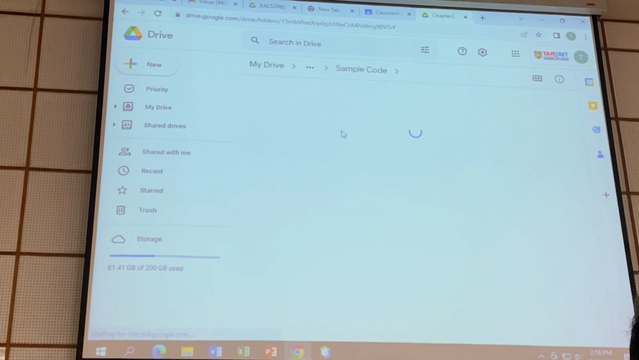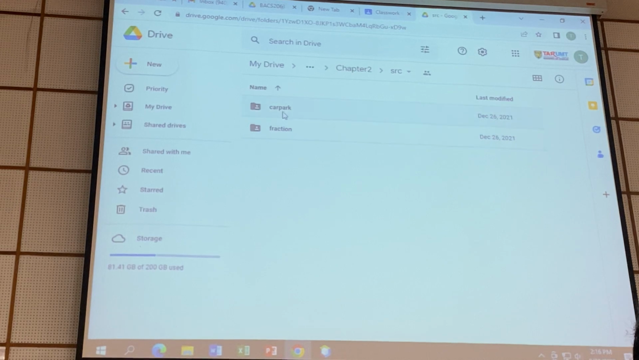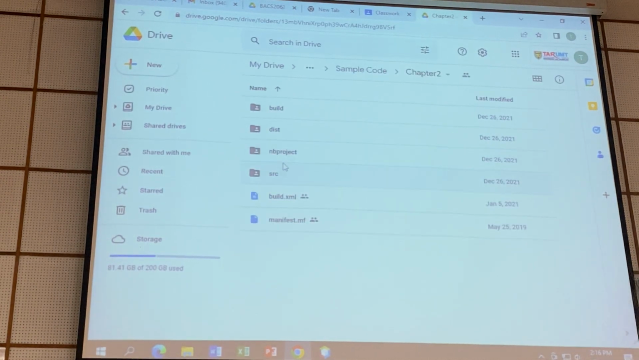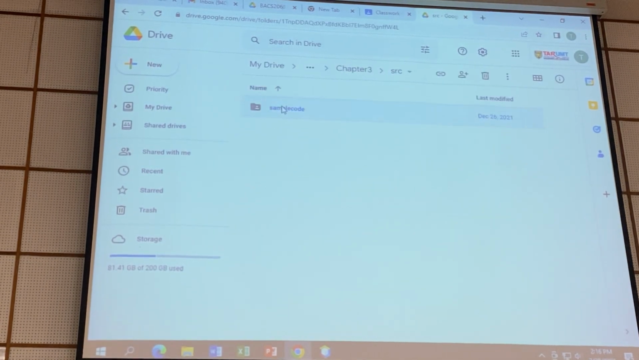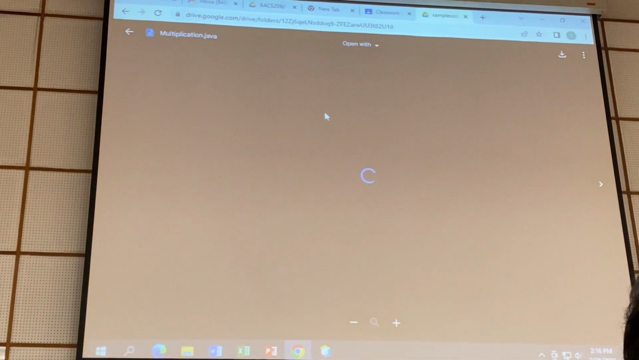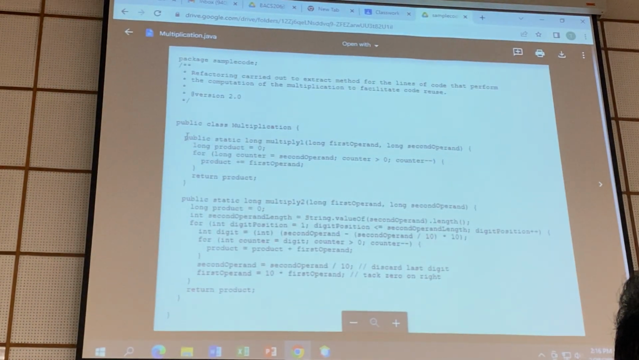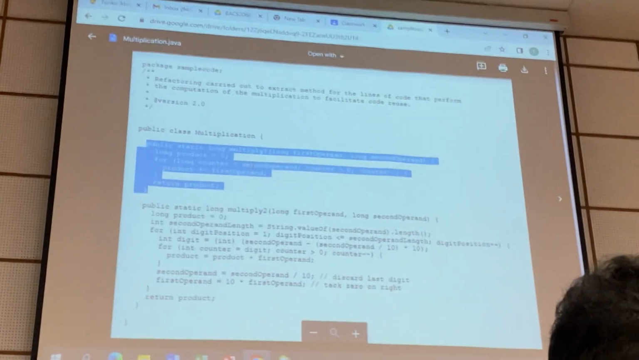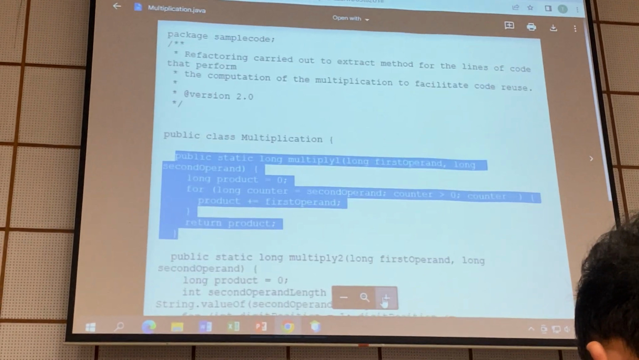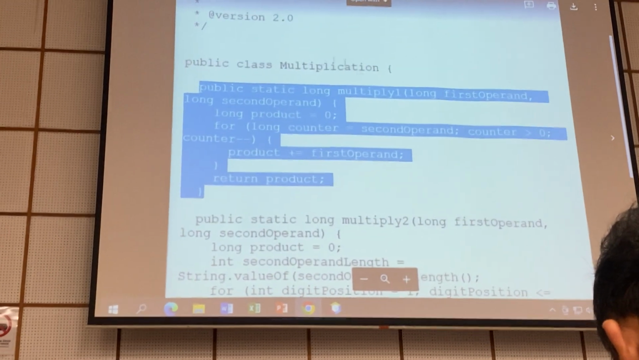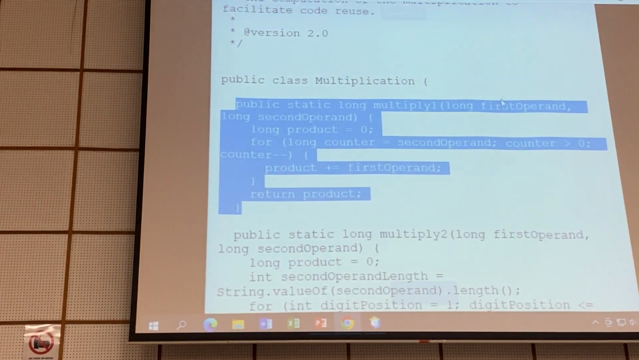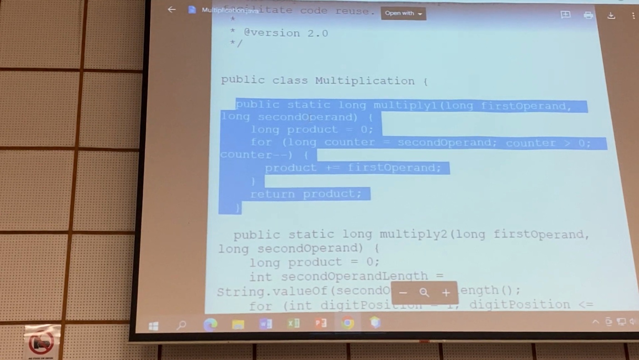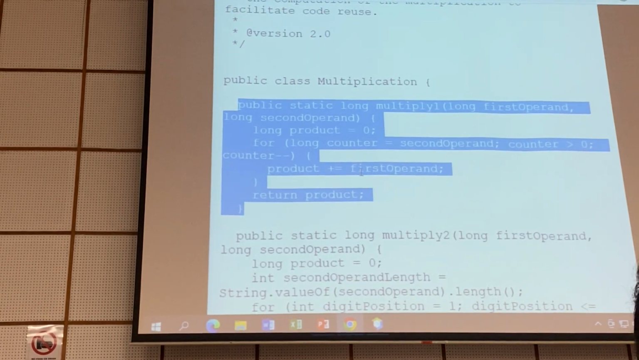Alright, so let's take a look at the code. This is the first method, on how to multiply two numbers. You'll have the input of the first operand and second operand. Then we go through the loop and find the summation.